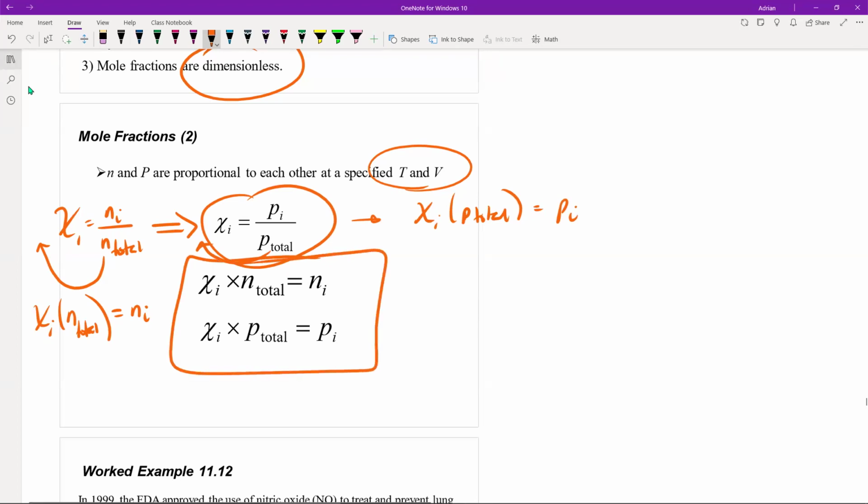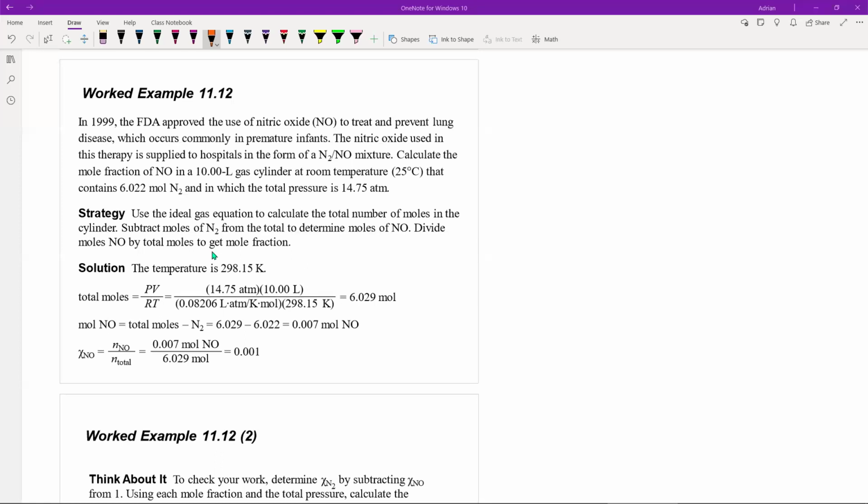We have a mixture of gases in our sample. So let's take a look at an example where we can apply this relationship. It says FDA approved the use of nitric oxide, NO, or nitrogen monoxide, to treat lung disease. And it comes in a mixture in the form of a nitrogen and nitric oxide mixture. So it says calculate. When you read these problems, there are certain things you can look for that suggest which gas laws we're going to use.